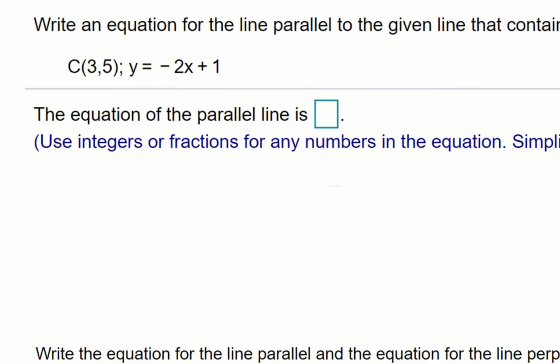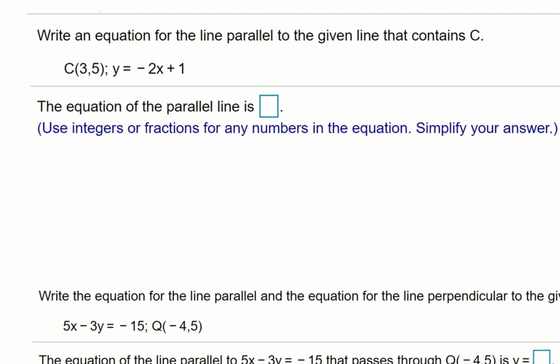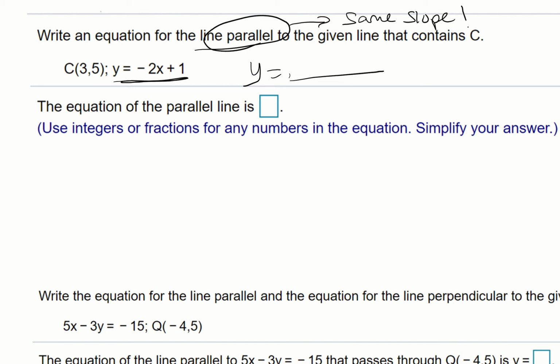All right, so write an equation of the line parallel to the given line that contains C. So this time we have an equation of a line, and we want to figure out the line that is parallel to that. So remember, lines that are parallel have to have the same slope. So because they need the same slope, first off, we need to identify this slope, and then we can use that same slope in the new problem, right?